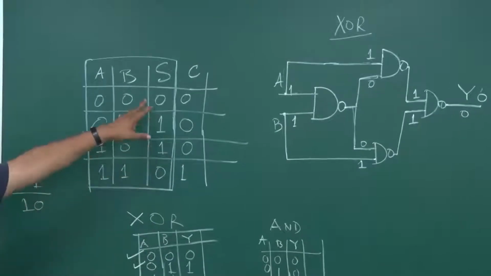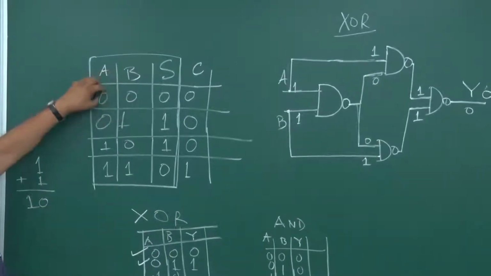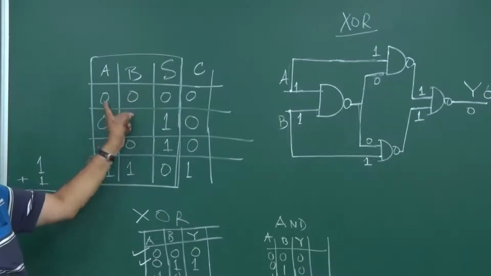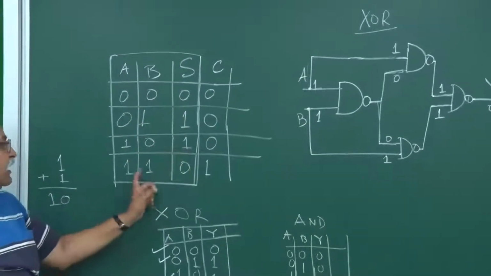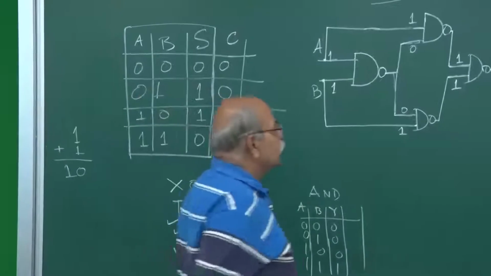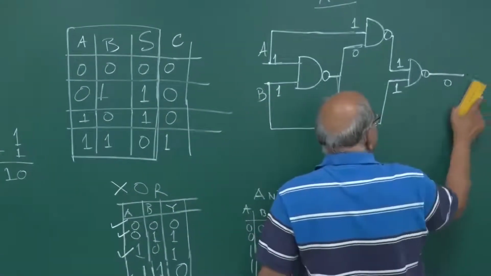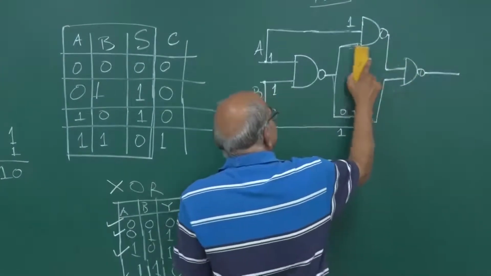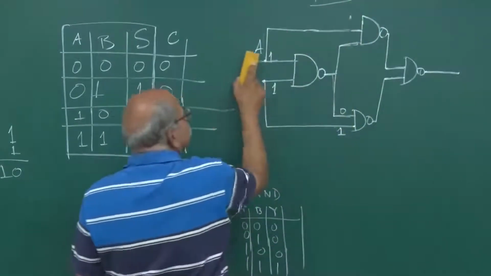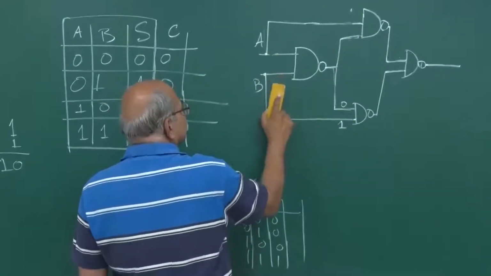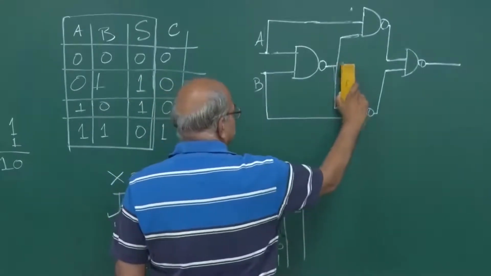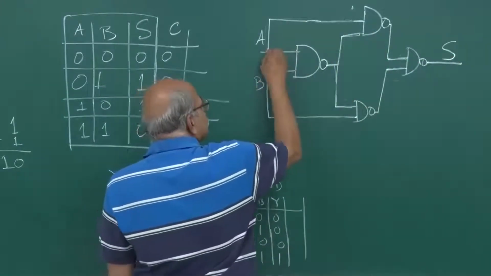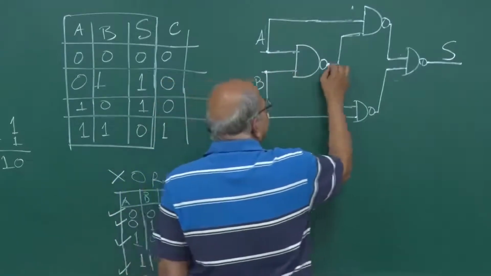And this is also the sum. If I take this arithmetic addition, it is this S: 0, 0 gives 0, 0, 1 gives 1, 1, 0 gives 1 and 1, 1 gives 0. So, this Y is essentially nothing but S. Okay. So, this is our circuit for getting sum.